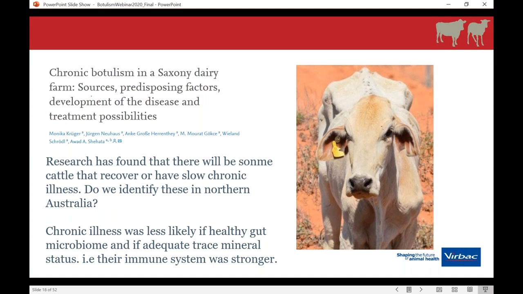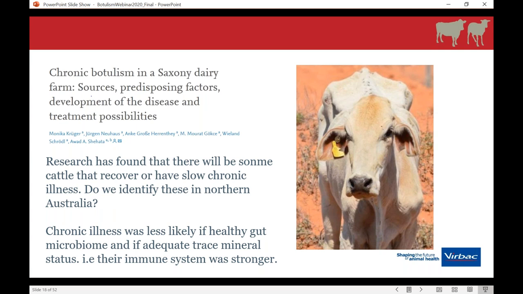Now, something that isn't talked much about botulism is that they don't all die. And I've put up a journal article title here where some scientists specifically looked at this overseas in dairy cattle, but the same would apply for beef cattle. And so the idea is that we associate outbreaks of botulism with a high death rate, but we forget a little bit about what happens to the ones that didn't die. Did they get sick for a while? How long did they take to recover? And these scientists identified that you can have some very slow chronic illness with botulism.